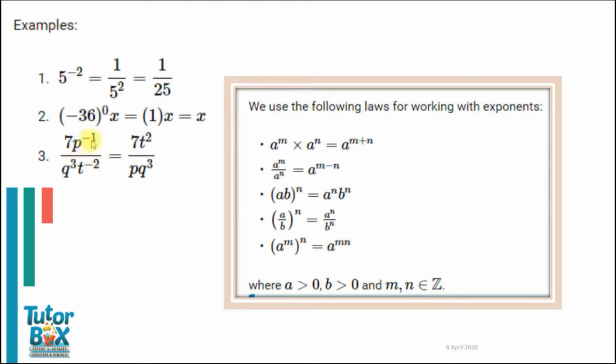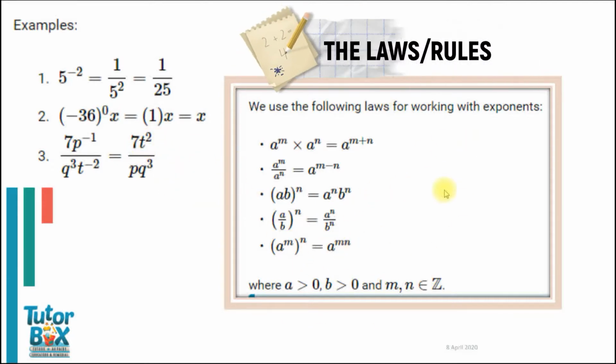So this p raised to the power of minus 1 has a negative power, so you're going to invert your p. It's going to come to the bottom, and your power is now positive. Your q3 stays the same, and then your t to the power of minus 2. So now it's 1 over t to the power of minus 2. Now you're going to invert that, and it's going to go at the top. That's why it's now t squared. So here are the laws. You should know these already.